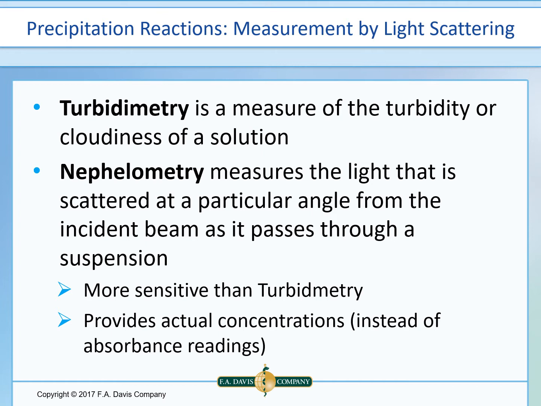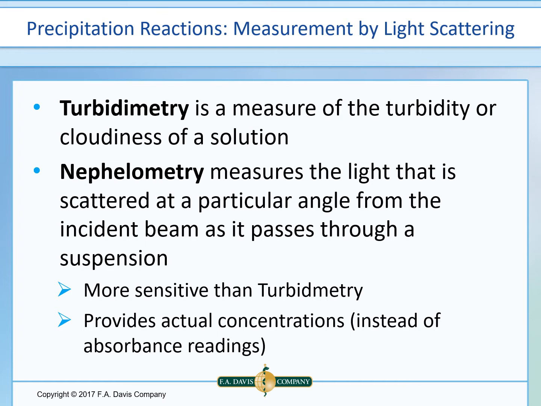Turbidimetry is the measure of the turbidity or cloudiness of a solution. With this method, a detection device is placed in direct line with an incident light, collecting the light after it has passed through the solution. The device then measures the reduction in light intensity caused by reflection, absorption, or scatter. With turbidimetry, the measurements are recorded in absorbance units and are made using a spectrophotometer or an automated clinical chemistry analyzer.